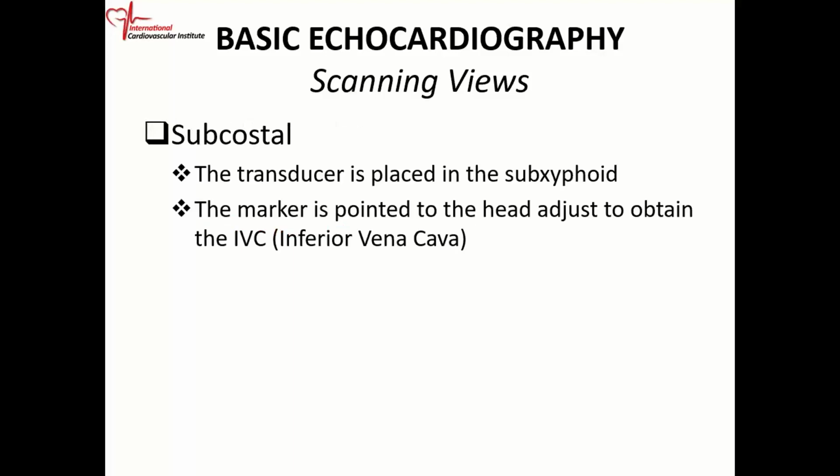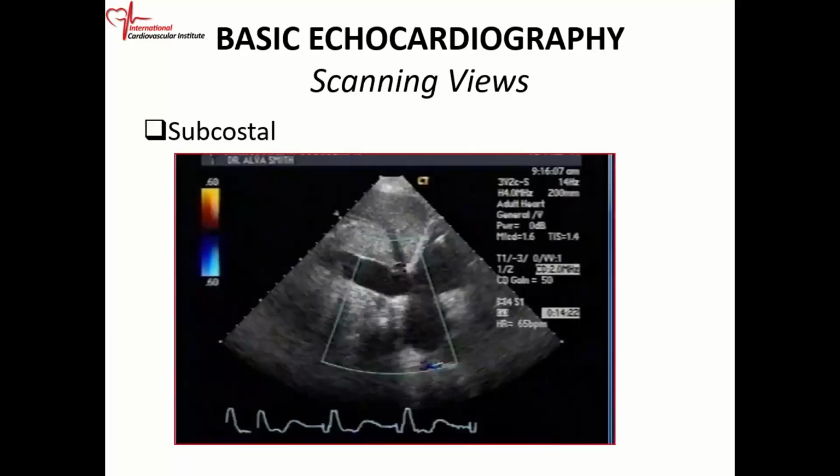All right, so the next view is what we call the subcostal view. The transducer is positioned just below the xiphoid process, and your marker points toward the patient's head, and you're going to adjust, and you get a view looking like this. A very important view. This is the liver. So we can look at the liver.